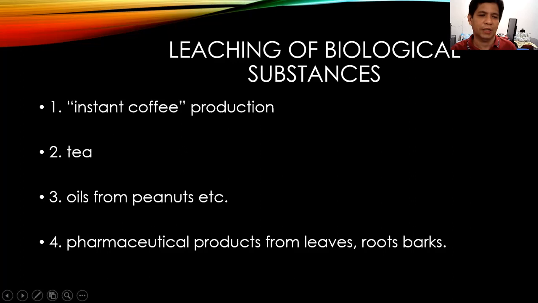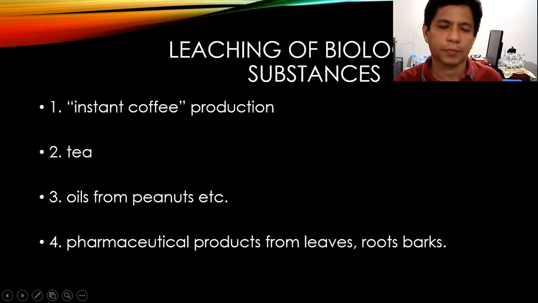Nestle. For tea too, for example C2 and the like. We do this in the lab in order to extract caffeine: just place hot water and you can extract caffeine and all the other soluble components of the tea leaves. And then oils from peanuts, etc. In the Philippines, the more common one is copra, from coconut, coconut oil. The process there is to dry the coconut meat first.